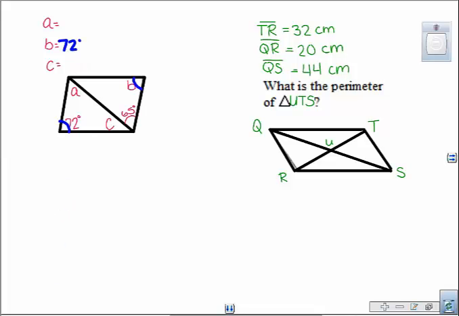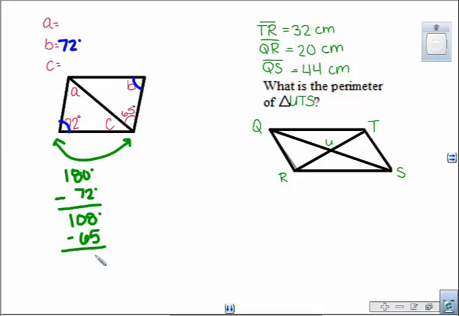Now we know that consecutive angles should add to 180 degrees. And I've used 72 degrees, so I will subtract it, and that leaves me with 108 degrees for this angle. And 65 are here. What is left for C? So now you're going to subtract 65 from that 108, and that's going to leave you with 43 degrees. So angle C right here is 43 degrees.